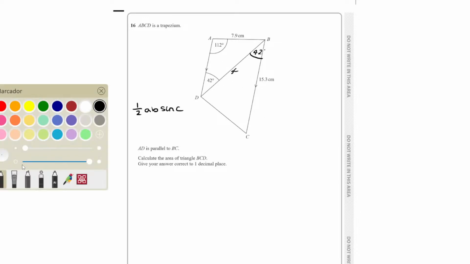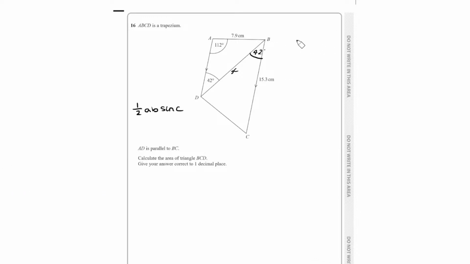It's either going to be sine or cosine rule, isn't it? You just have to figure out, based on the information you've got, which of those two formulas it fits into. So sine rule is normally two pairs, so two angles, two sides. And cosine rule is three sides, one angle.